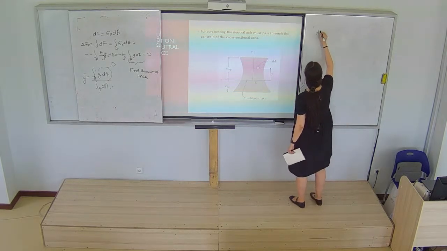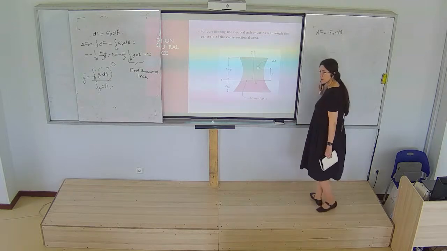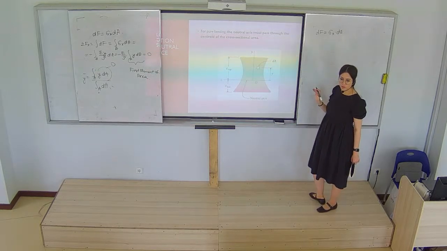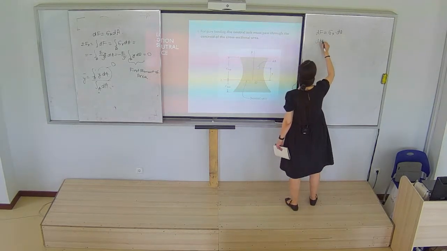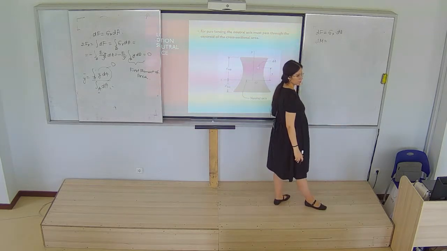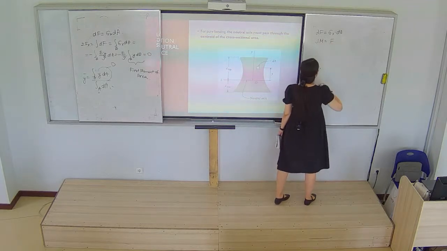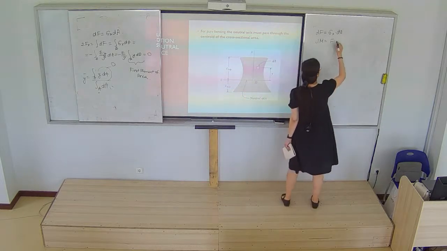I will write again. dF is equal to sigma x multiplied by dA. You already understand, right? What about the dM? dM is equal to what? F multiplied by, it will be what? F multiplied by y. Why?